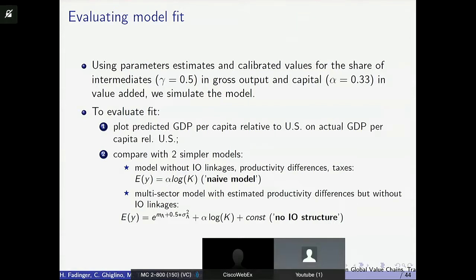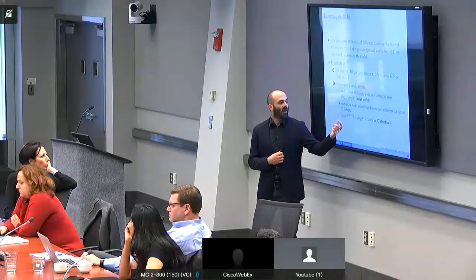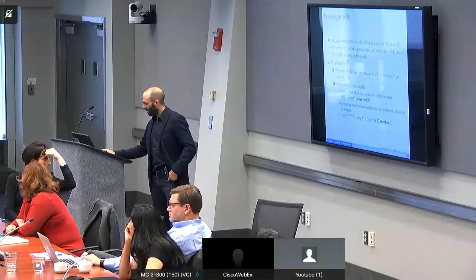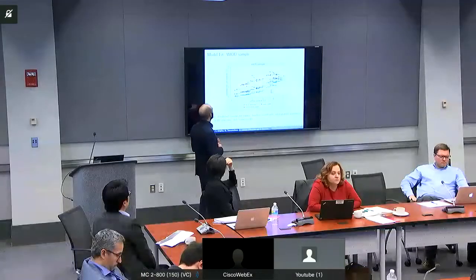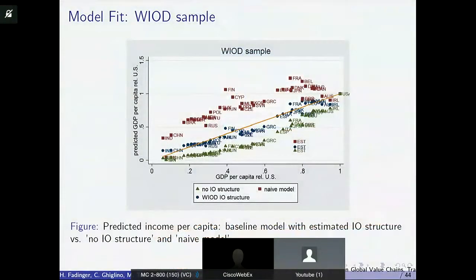So basically the aggregate TFP is just a weighted average of the sectoral TFP. We take the same estimates that we get for the distribution of productivities that we use for the model with input-output structure, but we just ignore the interaction between the I/O structure and productivities. And here's basically what you get for the World Input-Output Database sample. So that's the sample on which the model has been estimated. On the vertical axis, you have the predicted income per capita. On the horizontal, the actual income.